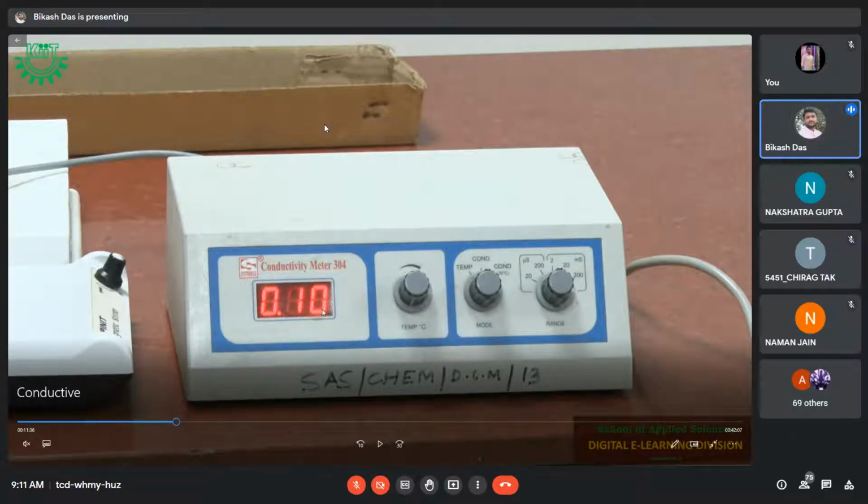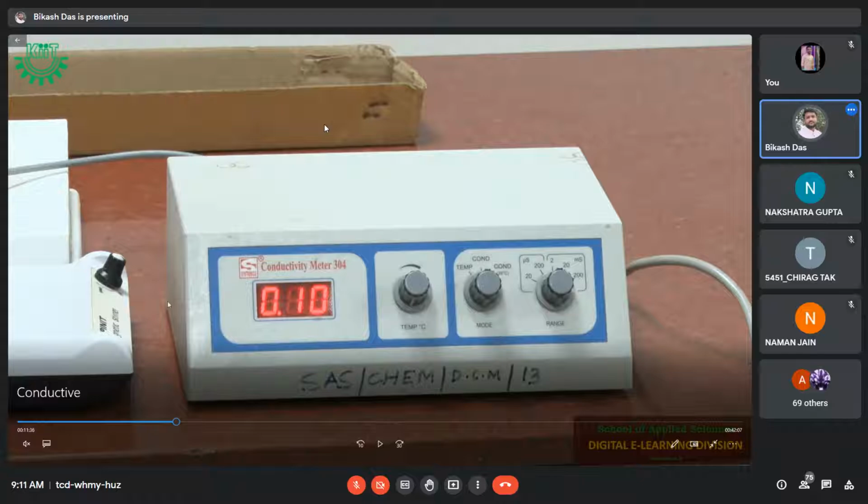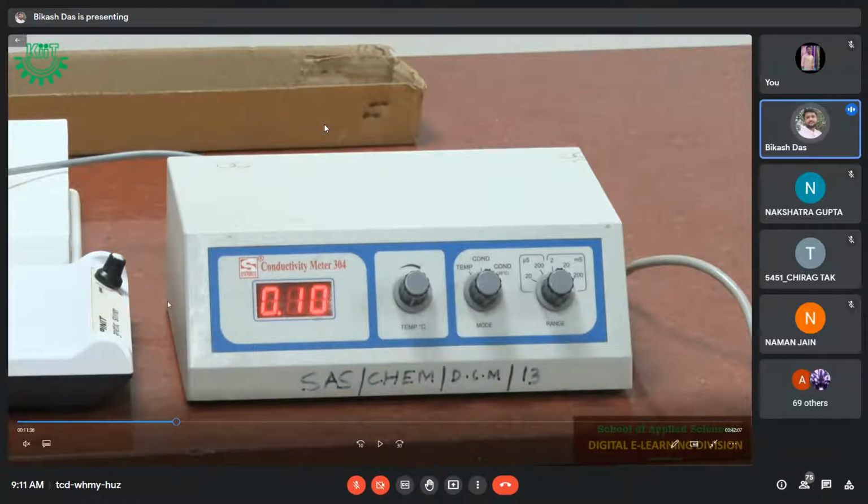See, 1.41. How many decimals are you getting? 2 decimal values. Yes or no? So this gives you some idea that if the conductance value is coming less than 2, the conductance value should be 2 decimal, 1.41. So once the calibration part is over, then you continue for calculating the conductance of your unknown solutions.